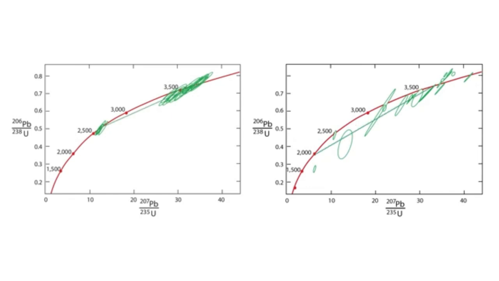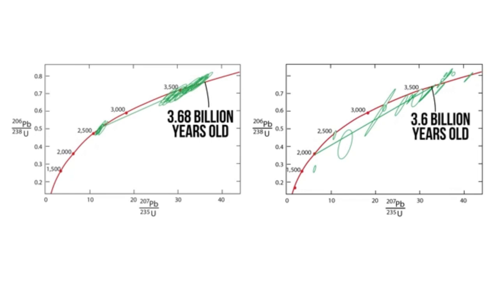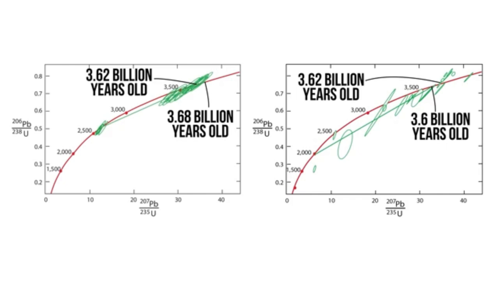Zircons on the left plot define a line that intersects Concordia around 3.68 billion years, and on the right, around 3.6 billion years. Both also have clusters of analyses that plot on Concordia at around 3.62 billion years. There are also a few zircons that are even older. These are interpreted as inherited from even older rocks, one as old as 3.8 billion years. Does that date sound familiar? It should. It is the same age as the older group of zircon grains from one of the rocks from Wyoming. So, how old is the oldest rock in America?